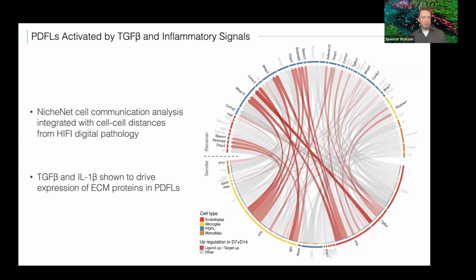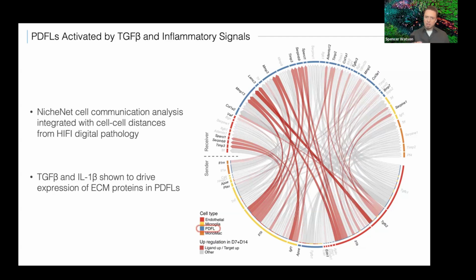So what we did was leverage some of our cell-cell distance data from HiFi and created a probability matrix of two cell types being within 30 to 50 microns of each other in the actual tumor environment, and then use these probabilities to weigh and filter all of this long list of cell communication events to try to find those that were just the most biologically relevant.